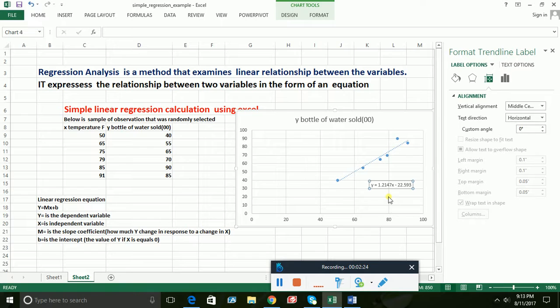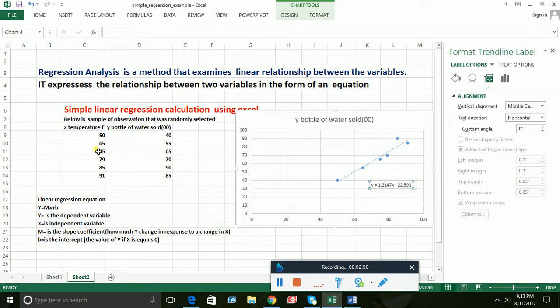It is y equals 1.2147x minus 22, where 22 is the b, which we talked about, the intercept. So this is the equation you need to show the linear relationship.